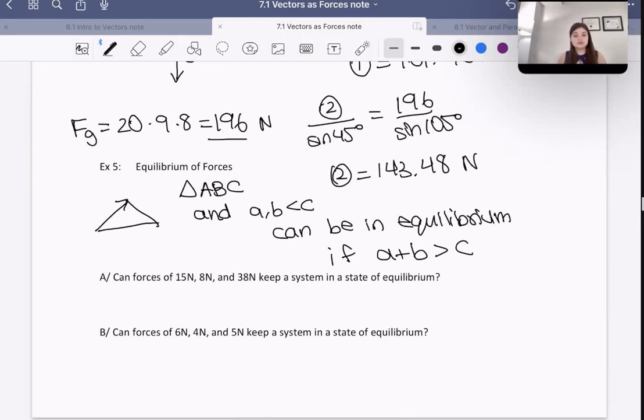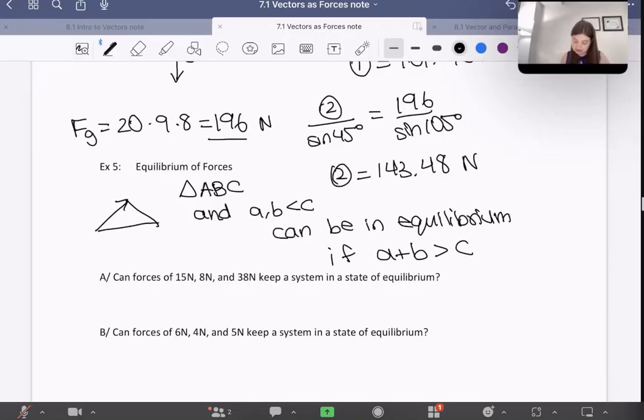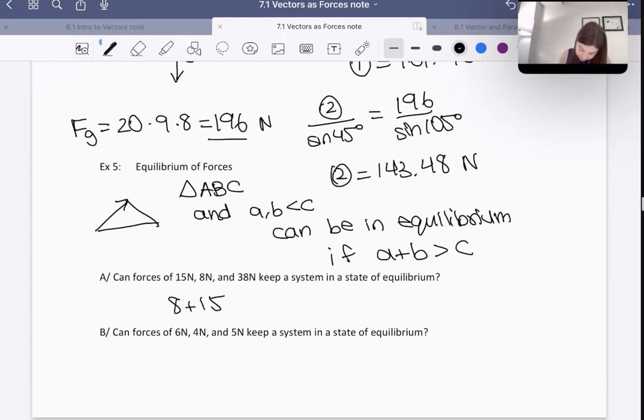So let's do some examples. So can forces 15, 8, and 38 be at a state of equilibrium? Well, let's see. What's 8 plus 15? That's equal to 23. And 23 is less than 38, right? Because we need it to be true that it's greater than 38, but no, so they cannot.